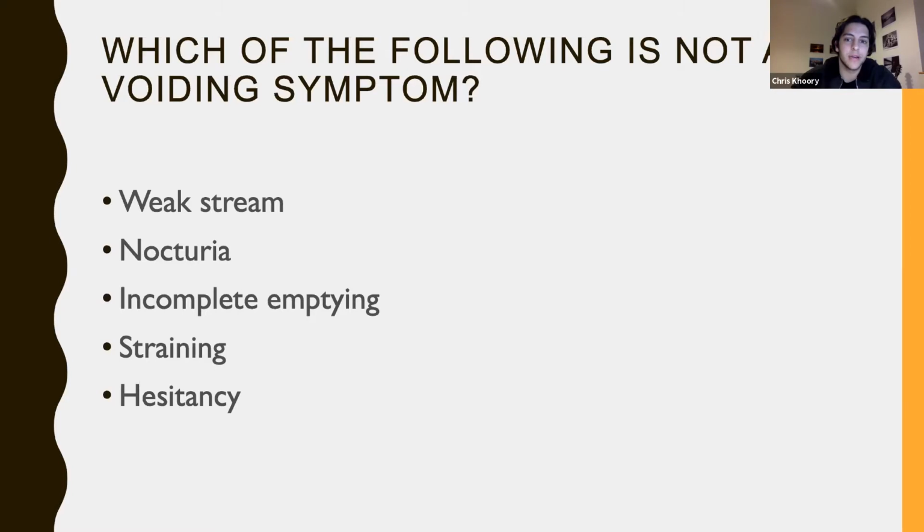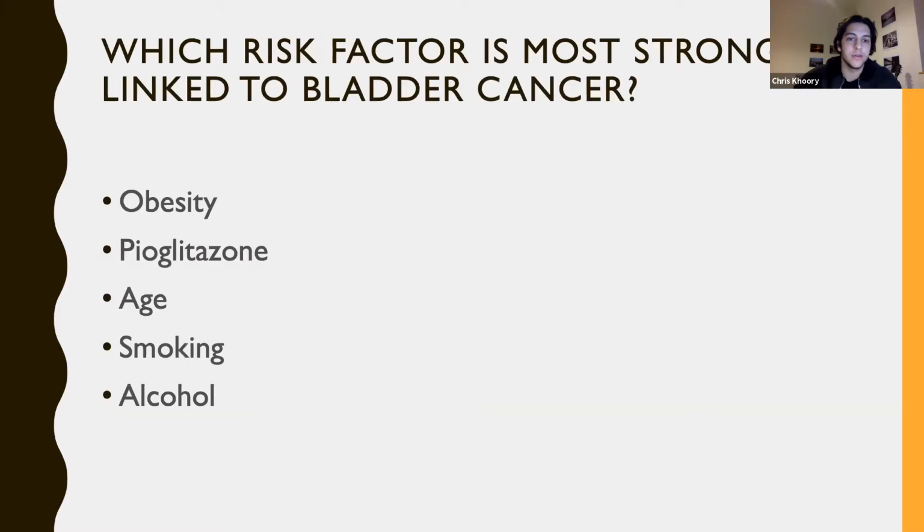Okay, we'll show the answer now. So the answer is nocturia. Nocturia is a storage symptom. We said that voiding symptoms are secondary to bladder outflow obstruction, and that the storage symptoms are secondary to overactivity of the detrusor muscle. So second question, which risk factor is most strongly linked to bladder cancer?